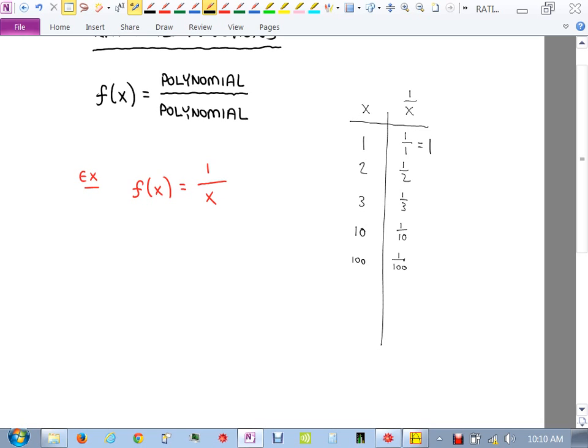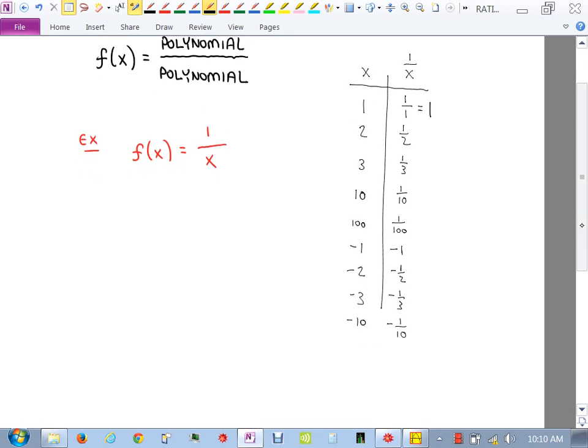Let me try some negative values. What if I plug in -1? What's 1 over -1? -1. What if I plug in -2? -1/2. What if I plug in -3? -1/3. What if I plug in -10? Same concept, exactly. It's still getting smaller, but these are negative numbers, which means they start out below the x-axis and start coming up towards the x-axis, but never get there. Y'all kind of see that?